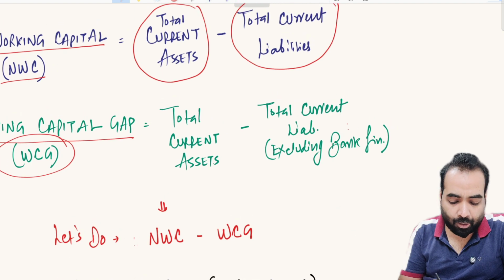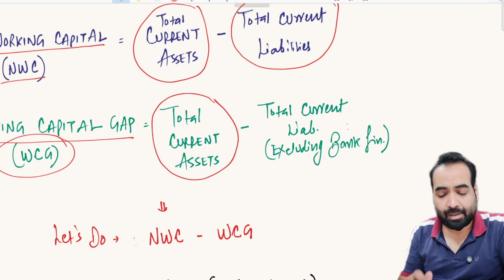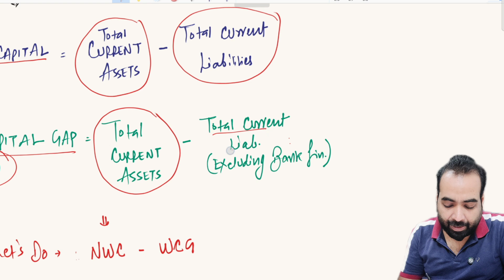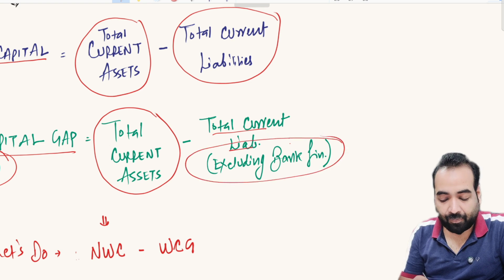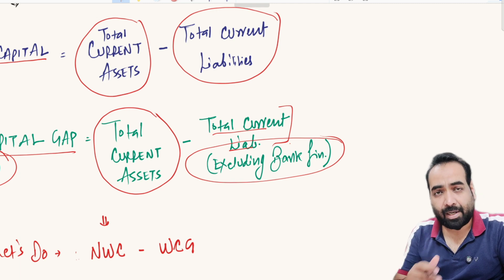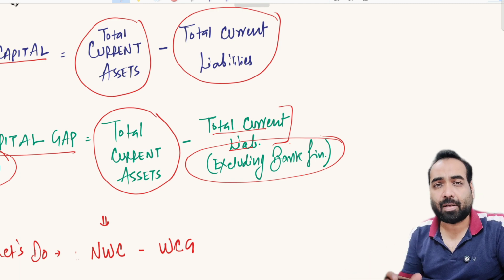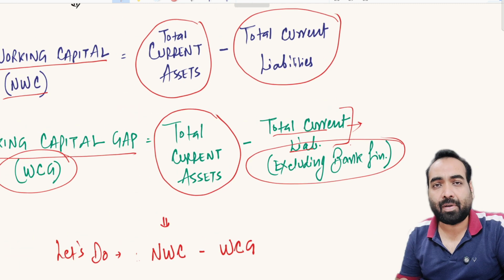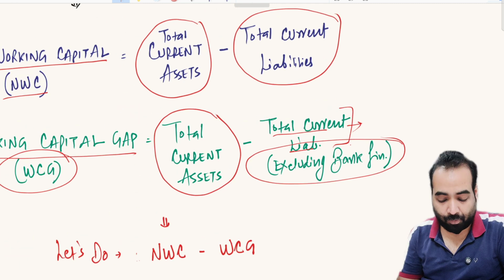The formula is total current assets minus total current liabilities excluding bank finance. We will not add short-term bank finance in the current liabilities. Besides bank finance, all the other current liabilities shall be counted here, right? So what is the relation between these two mathematical formulas?